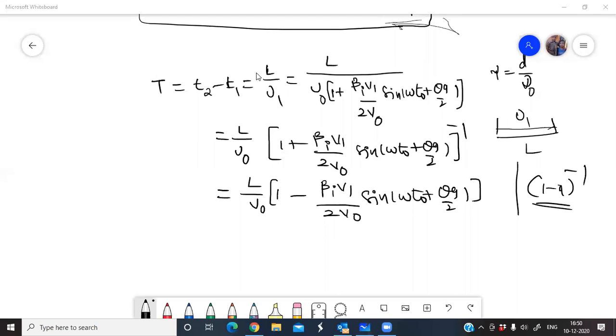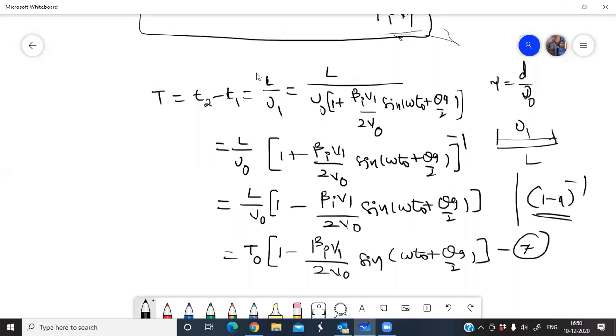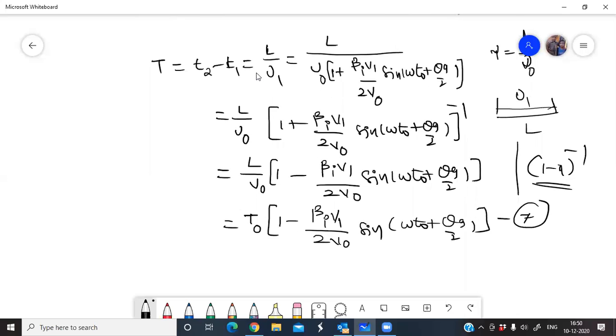Now T is equal to L by V1. But here L by V naught is T naught, so I want to write this as T naught into 1 minus beta I V1 by 2 V naught sine omega T naught plus theta g by 2. So this is equation number 7.